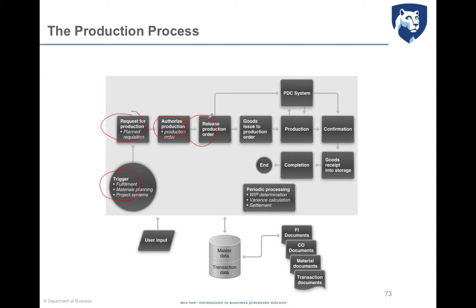Here you see that once the production order is released, then there are the activity of good issue, meaning preparing all the goods that are needed for production. Then there is the realization of activities, the production in the production system, and then there is the confirmation. So once all is produced, there is the confirmation of the realization of the production order.